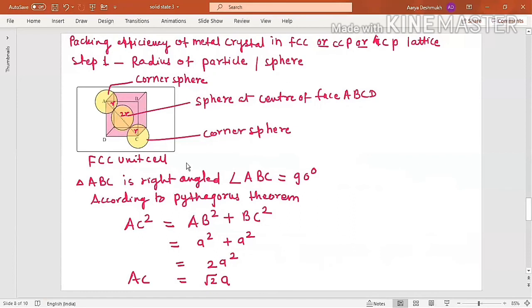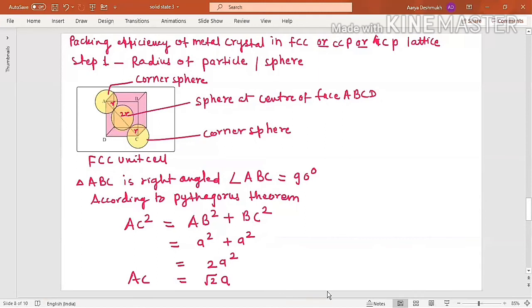We know this thing. Now this triangle ABC is a right angle triangle, and according to Pythagoras theorem, AC square will be equal to AB square plus BC square. So substitute here AB and BC, these are nothing but the edge length which is denoted by A. So A square plus A square will give you twice A square. So AC will be equal to square root of 2 into A.